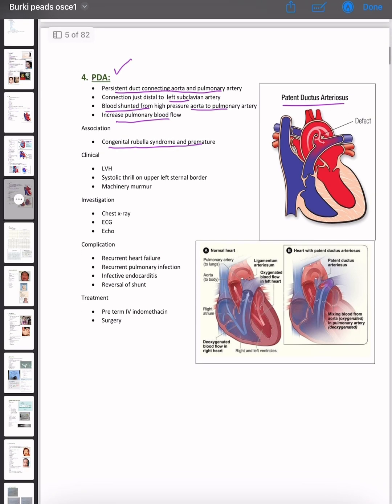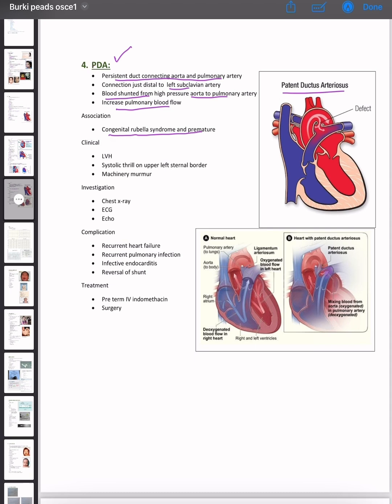What are the clinical appearances of the patient of PDA? There will be left ventricular hypertrophy, systolic thrill on upper left sternal border is present, and machinery murmur can be heard. What are the investigations which will diagnose the case? Chest X-ray, ECG, and echo. What complications can develop? Recurrent heart failure, recurrent pulmonary infection, infective endocarditis, and reversal of shunt can develop in the case of patent ductus arteriosus. What are the treatment options? In preterm, intravenous indomethacin is given, and surgery is done.